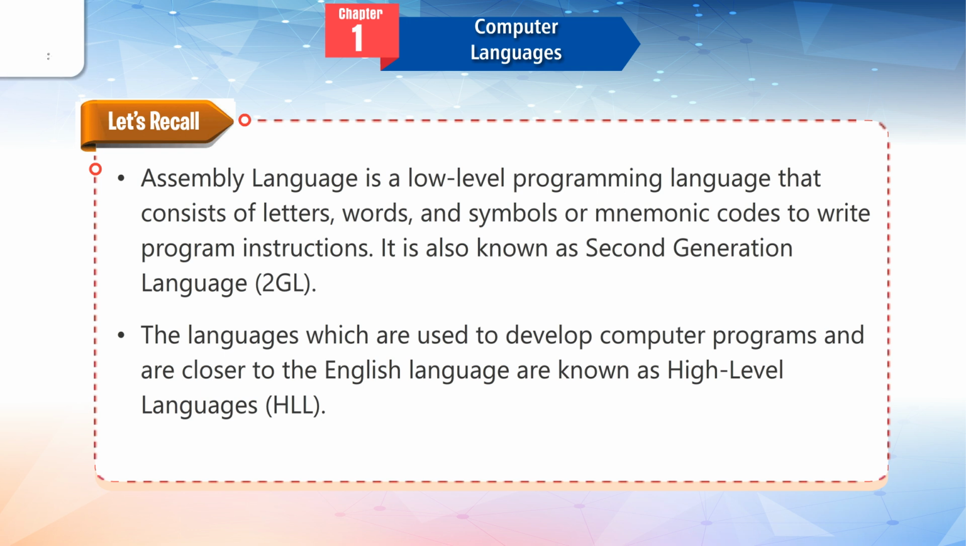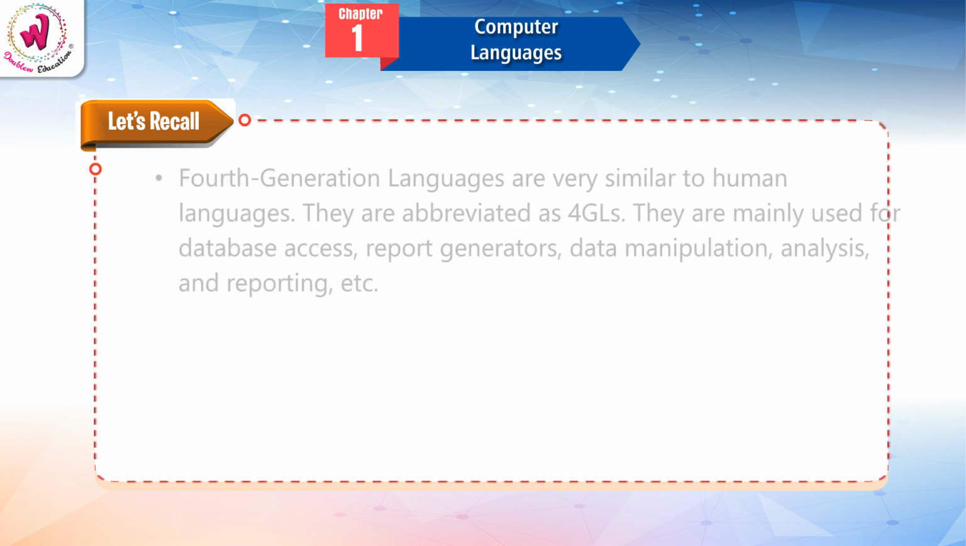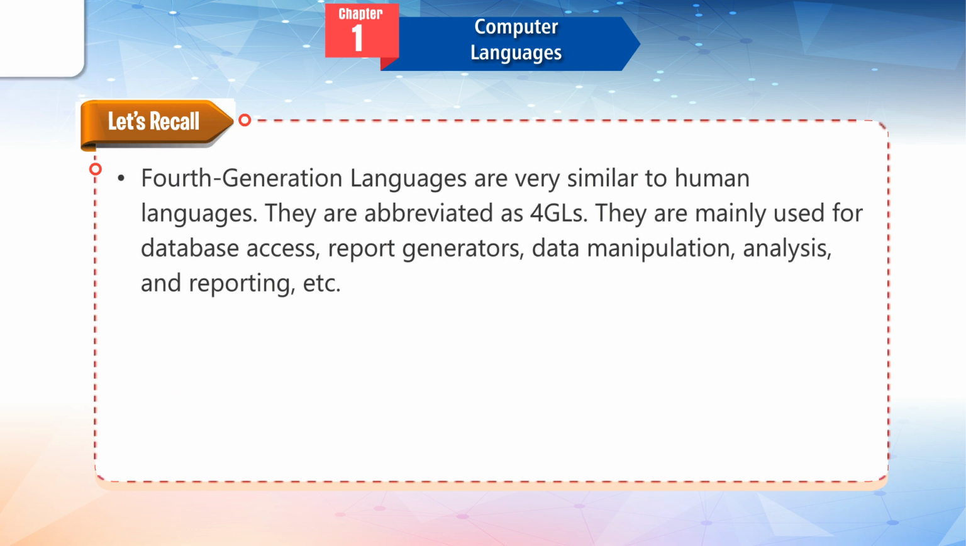The languages which are used to develop computer programs and are closer to the English language are known as high-level languages, HLL. Fourth-generation languages are very similar to human languages. They are abbreviated as 4GLs. They are mainly used for database access, report generators, data manipulation, analysis, and reporting, etc.